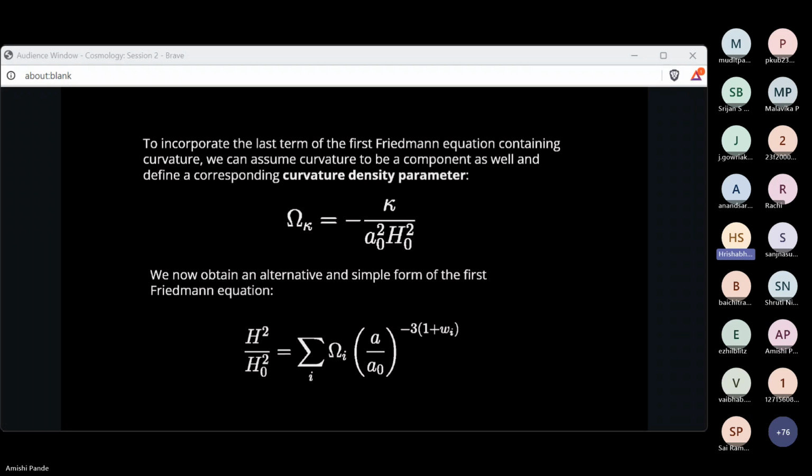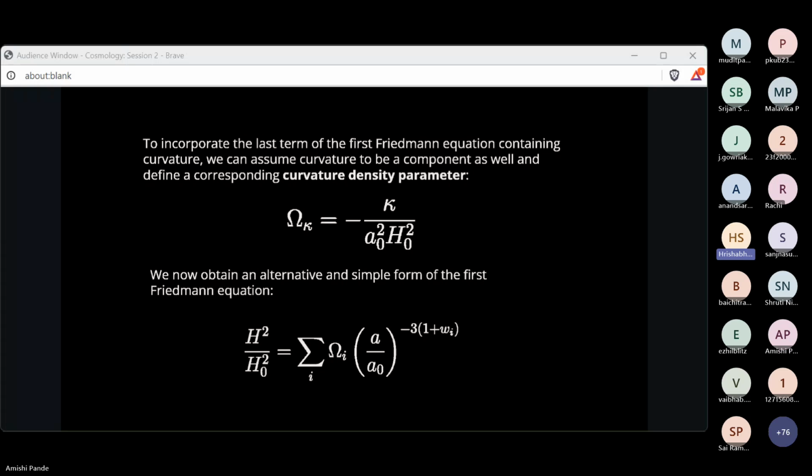Please note that this is not something real. Just like we have matter and radiation for real, curvature is not real. Curvature is a quantity that we define to account for the curvature in the universe. But we have been smart here, and we have defined a quantity omega K so that we are able to make the first Friedman equation a little bit easier and define it in a simpler way.